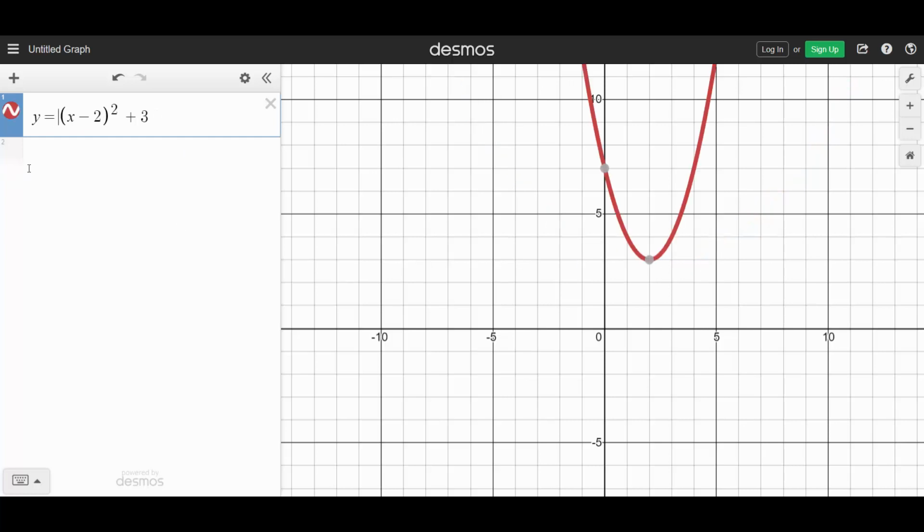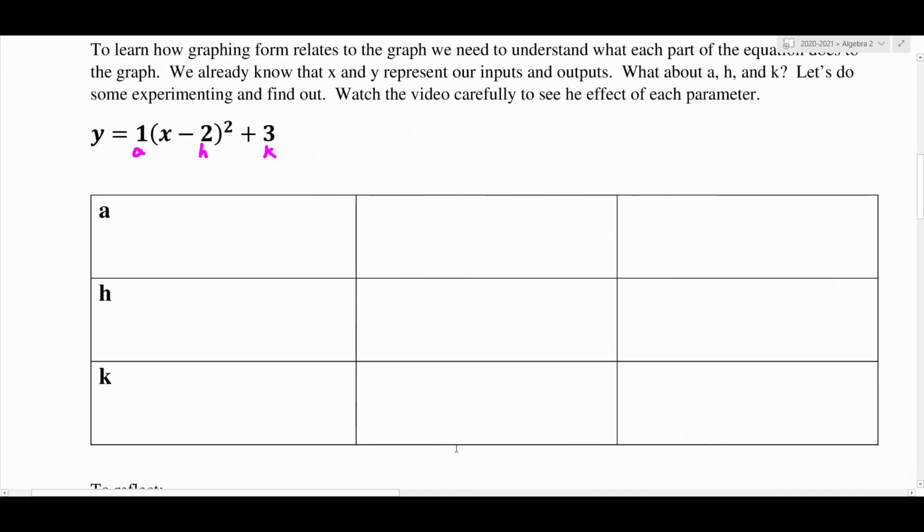Now if I want to make it skinnier, I need a number like 6 or 9, right? So we need a number above 1. So let's go back to our notes and jot some of this down that we just saw in our graph. Okay, so this A value controls how skinny or wide the parabola is.